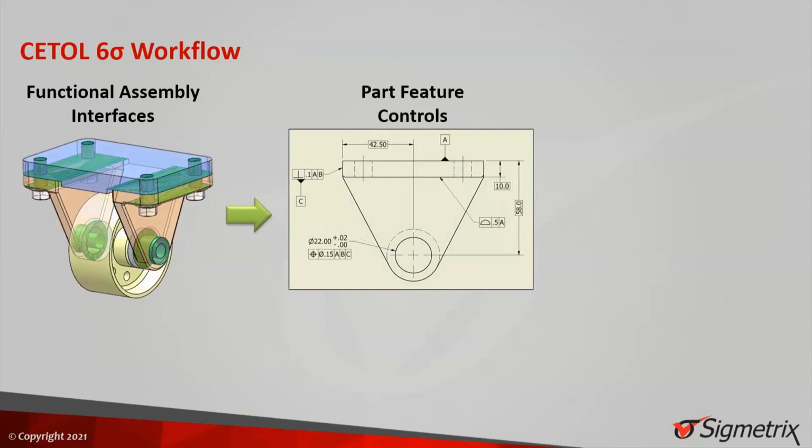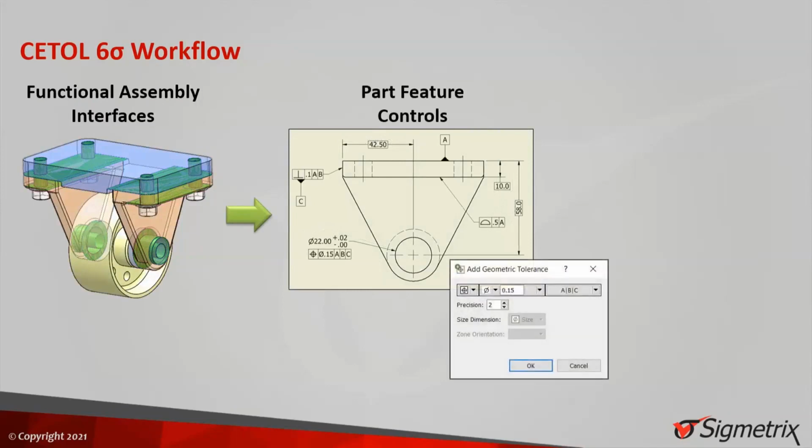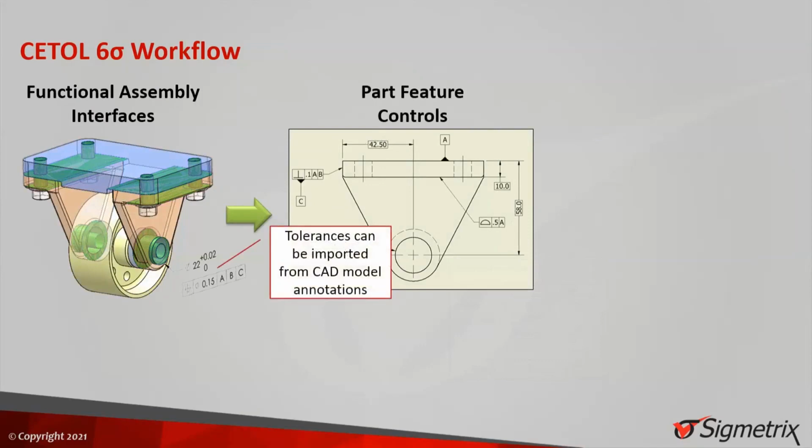So in the second step, you can use GD&T or even linear and angular dimensions. And in CETOL, all the tolerances are annotations in the 3D model. Sometimes we call it model based definition, say MBD. All those annotations in your 3D model can be imported into CETOL 6 Sigma, that is into the tool.